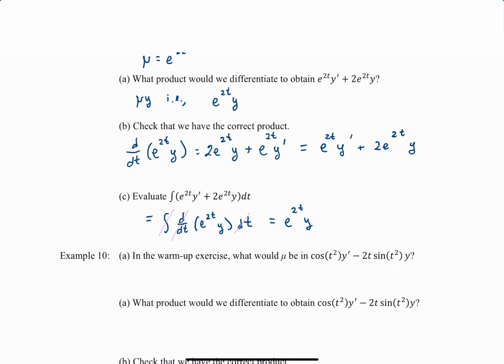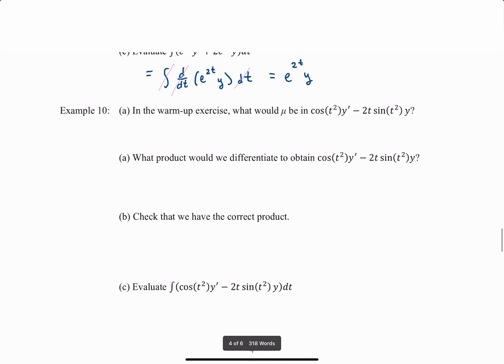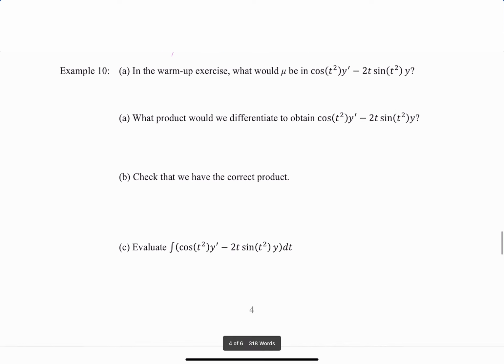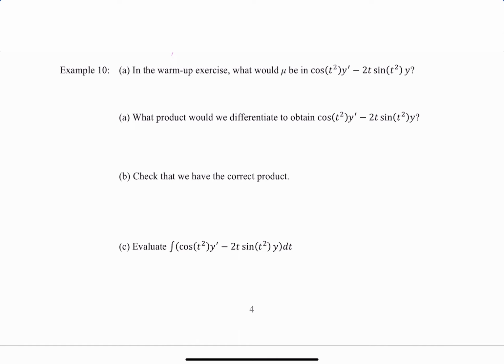Let's try this again for cosine of t squared y prime minus 2t sine of t squared y. What would mu be? Mu would be the thing multiplying the y prime, so that's cosine of t squared. What product would we differentiate to obtain this expression? Mu y, in other words, cosine of t squared times y. Let's check to make sure we've got the right product.